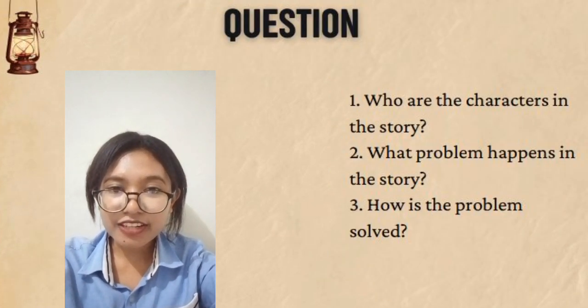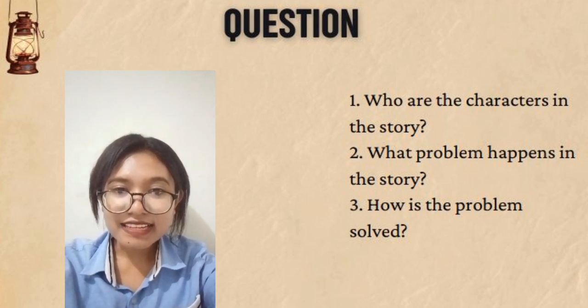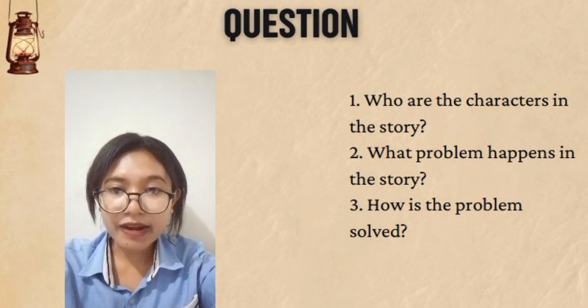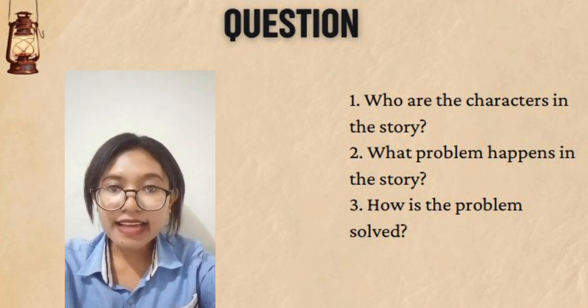Okay, let's check your understanding. I will give you some questions, guys. The first, who are the characters in the story? Yes, excellent. The characters usually appear at the beginning of the story. That part is called the orientation.